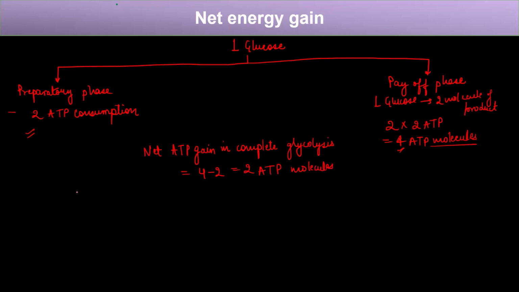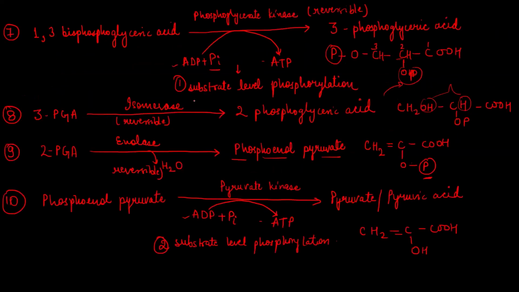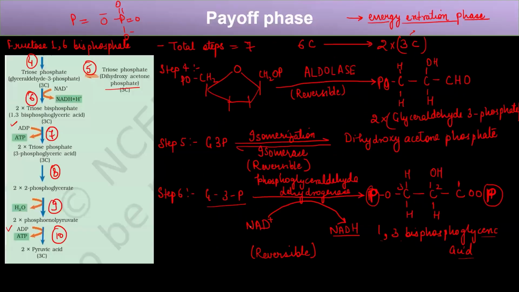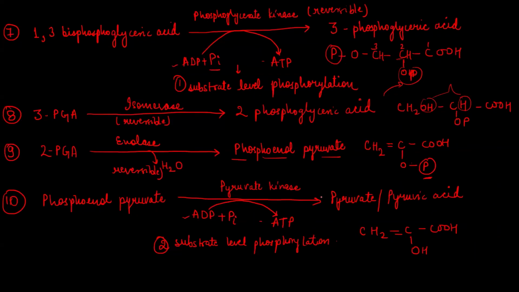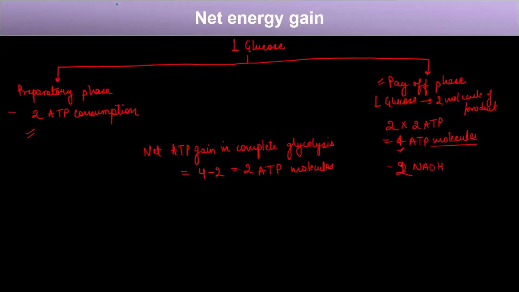Okay, now if we talk about the ATP, then the second is in terms of NADH. In the preparatory phase, we do not have any consumption or formation of NADH. But in the payoff phase, what is happening? At one step we have NADH formation taking place, right? And that is here at step 6. But again, because it is from only one glyceraldehyde phosphate, from 2 glyceraldehyde phosphate, 2 molecules will be formed. So here the net NADH will be 2.